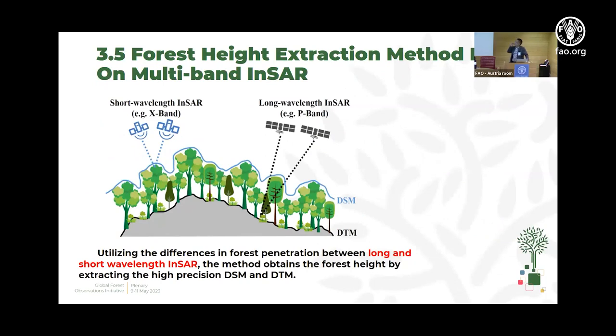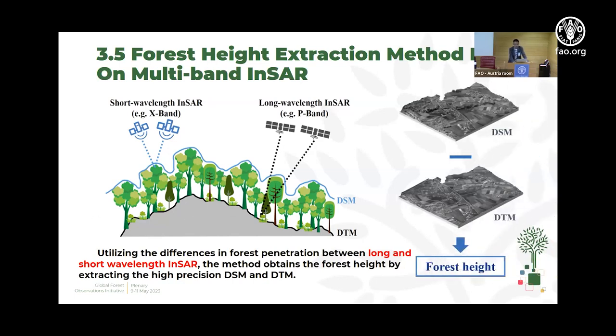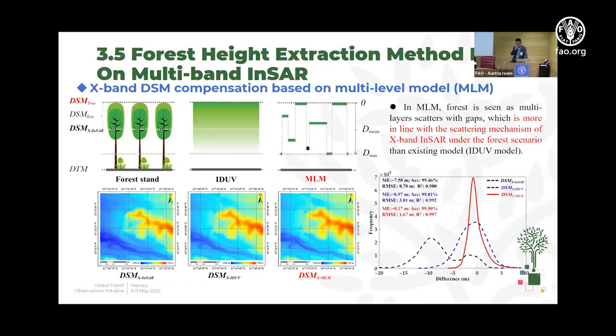So for the forest height extraction method, we utilize the difference in forest penetration between long and short waves in SAR. Because if we know that, we can use DSM subtracted by DTM to get the forest height. But the critical issue is how to get highly accurate DSM and DTM. The first one is how to get the highly accurate DSM. So we developed a multi-level model to do the DSM compensation.